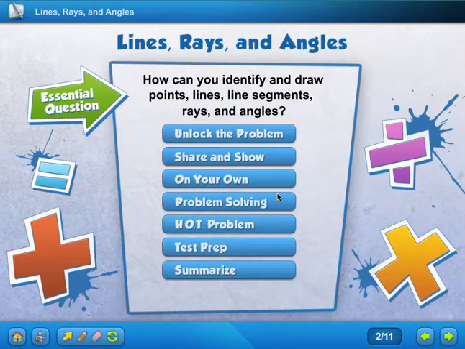I think some of you know some of these words, but maybe you don't know all of them. If you don't know any of them, it's okay. We will learn them today. So again, the things you're going to think about is how can you identify and draw points, line segments, rays, and angles. Let's get started.